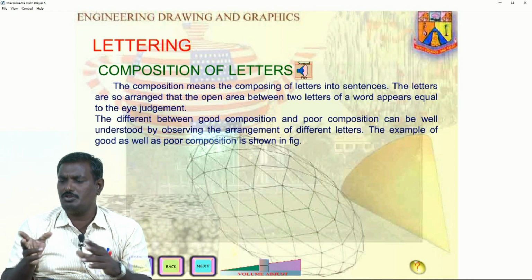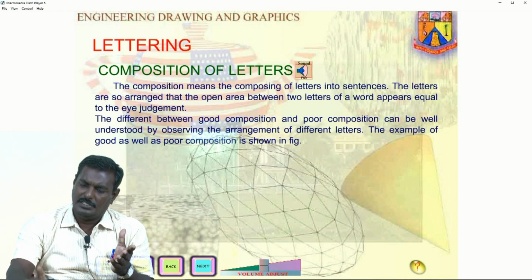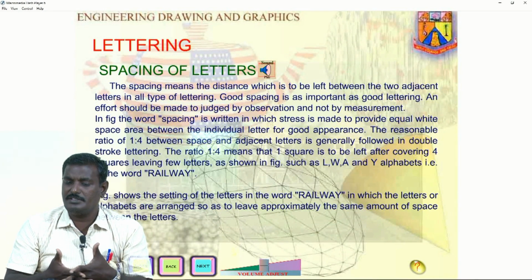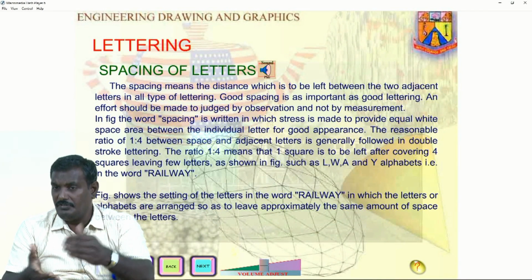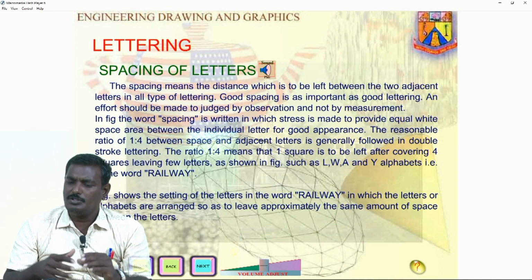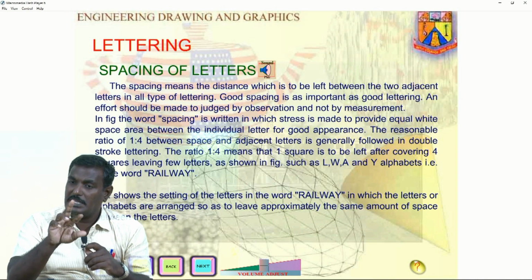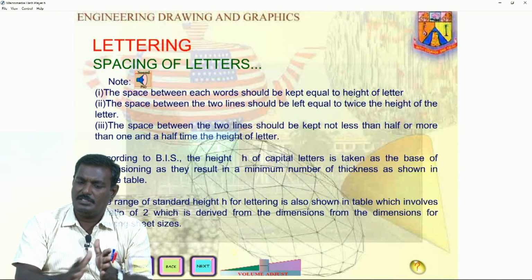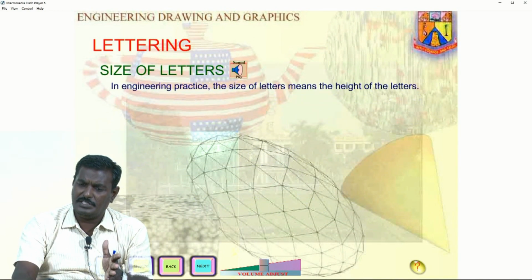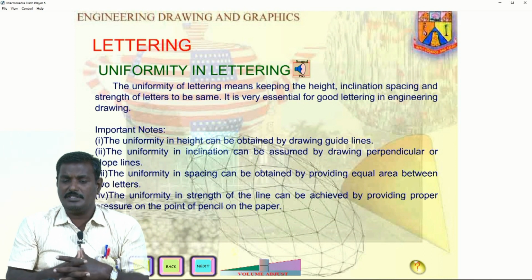What about the composition of letters? You have to combine them together to form a sentence. Then spacing of letters, everyone knows what I said previously, it is similar here. You have to give proper space for every lettering. Then size of letters, uniformity of letters.